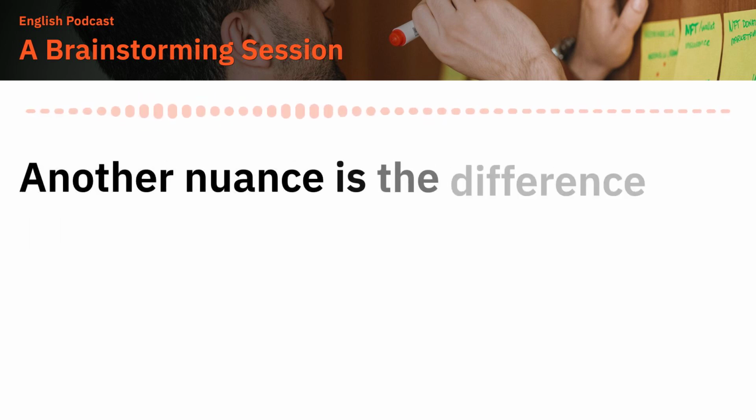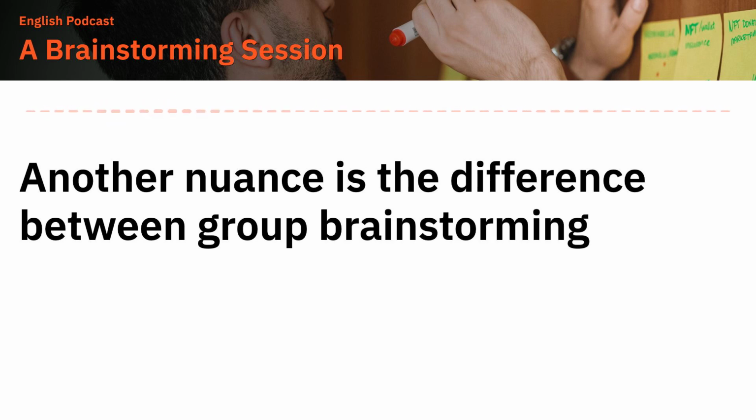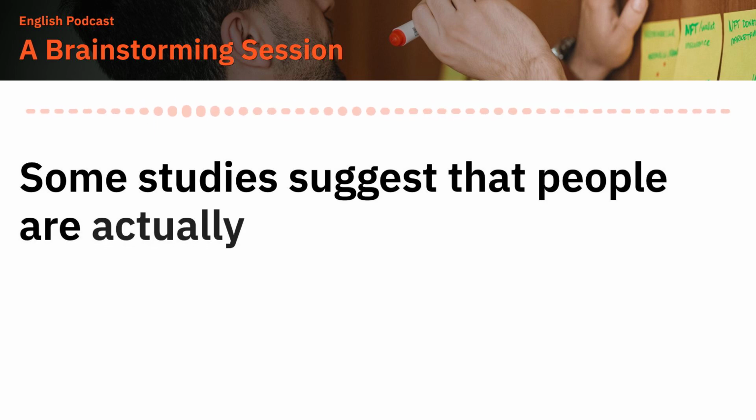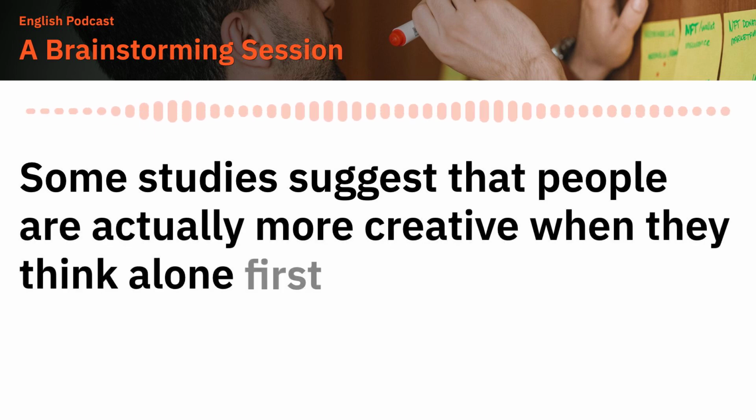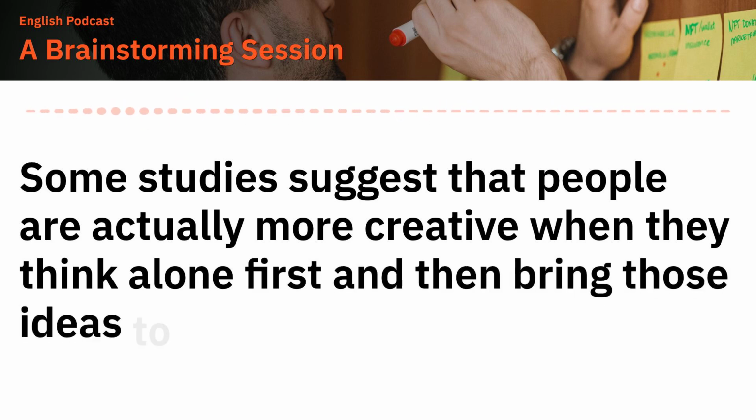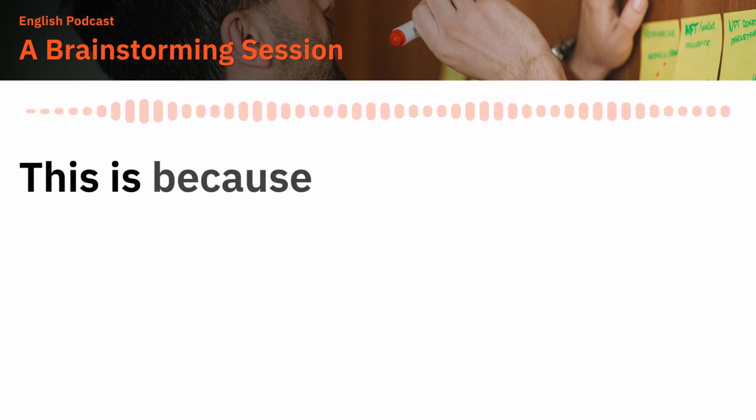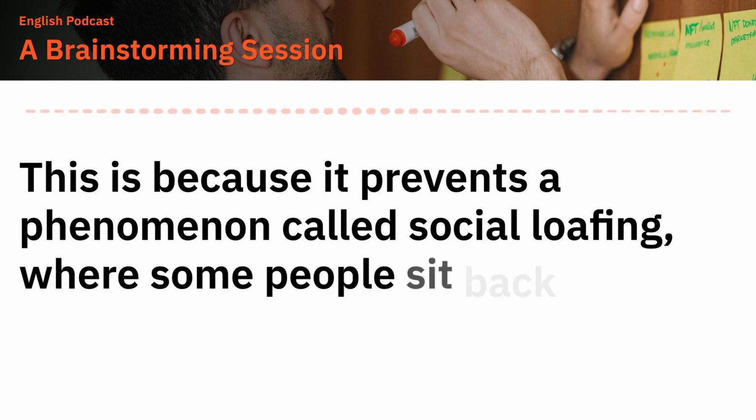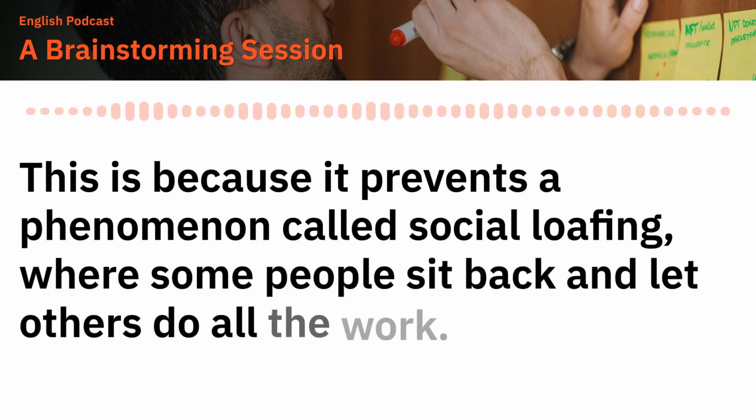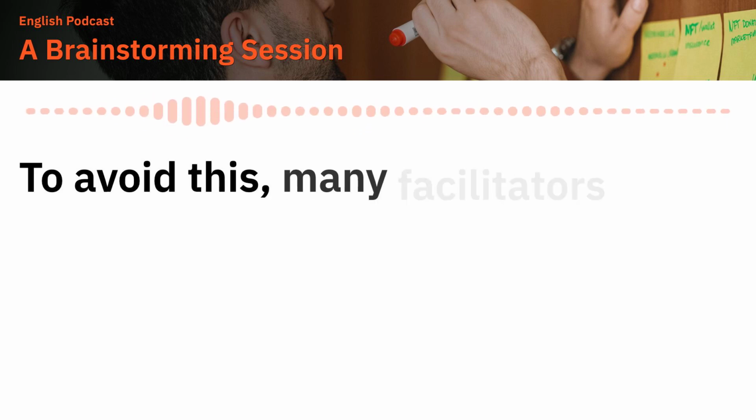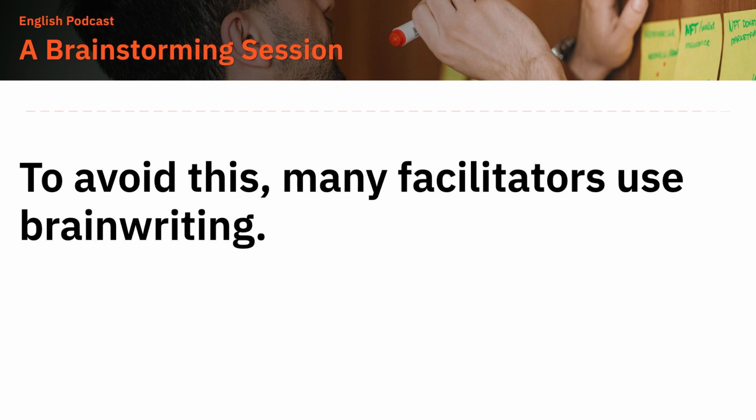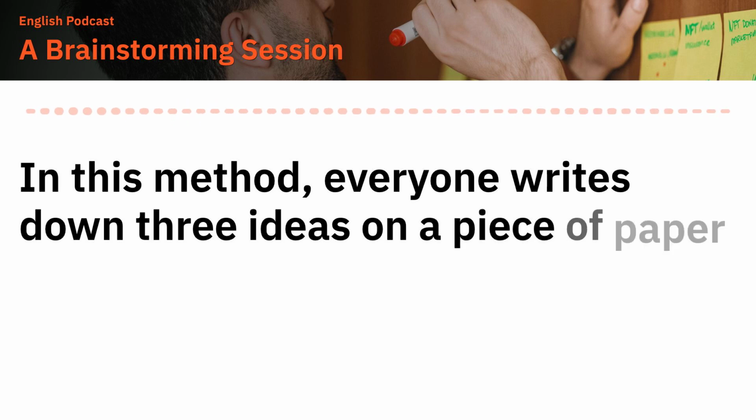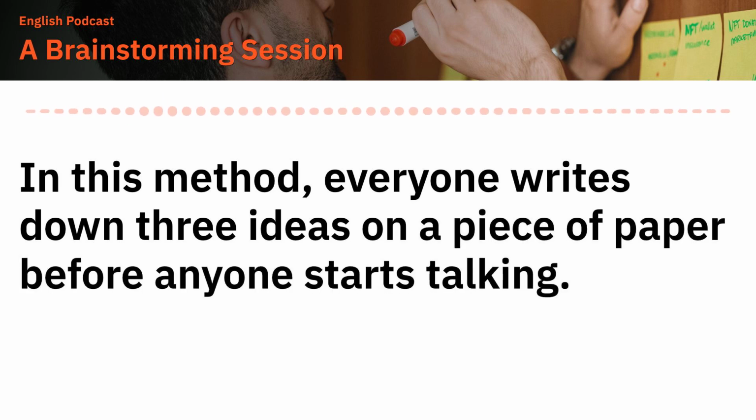Another nuance is the difference between group brainstorming and individual thinking. Some studies suggest that people are actually more creative when they think alone first and then bring those ideas to the group. This is because it prevents a phenomenon called social loafing, where some people sit back and let others do all the work. To avoid this, many facilitators use brainwriting. In this method, everyone writes down 3 ideas on a piece of paper before anyone starts talking.